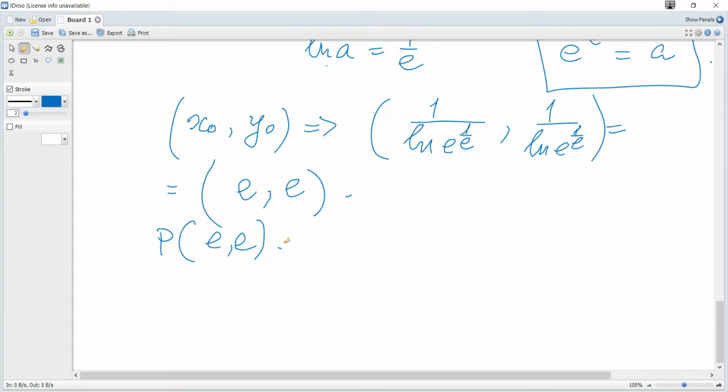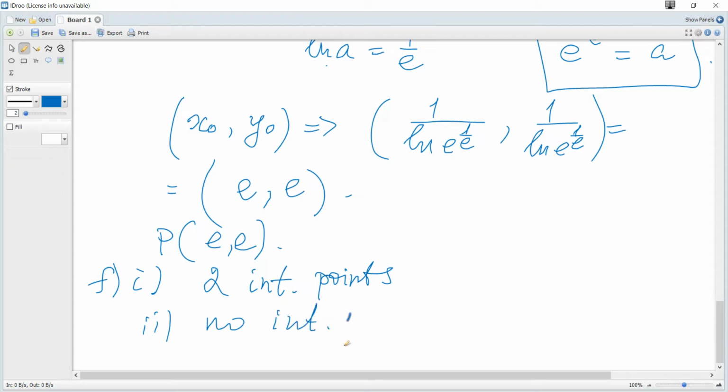Write down the exact set of values for a such that the graphs of y is log a x and y is x have two intersection points, and no intersection points.